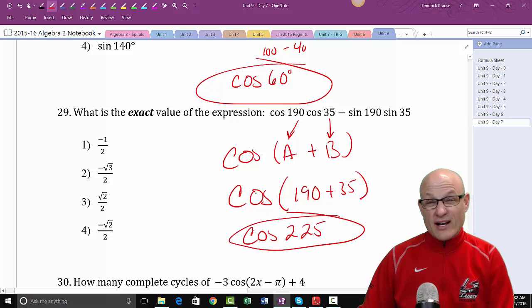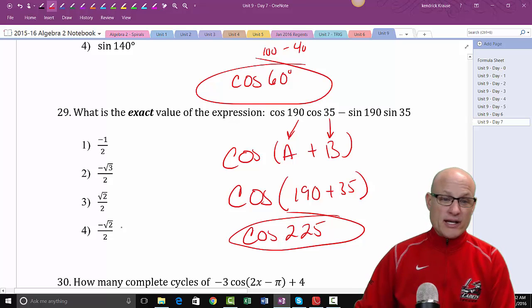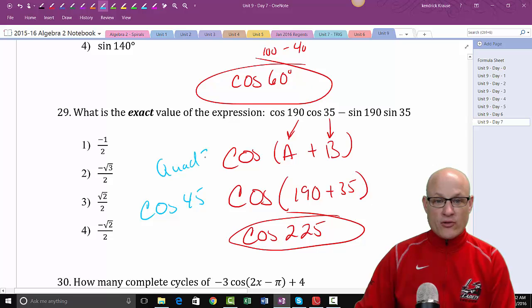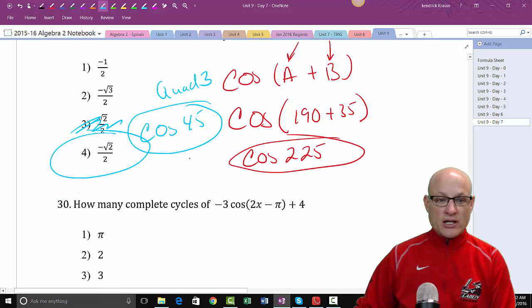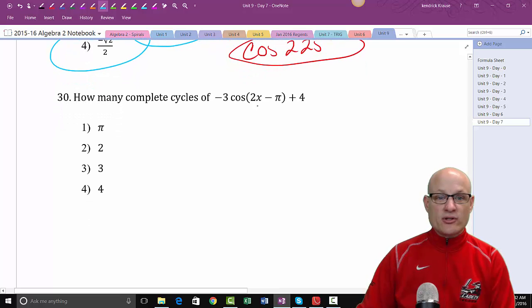All right, 225 is one of my nice angles. That's got a reference angle of 45. So what am I really asking you for? I'm really asking you for the cosine of 45 degrees in quadrant 3. Well, that's going to be negative. And the cosine of 45 degrees is the square root of 2 over 2, and negative. Boom. How many complete cycles? So, that's frequency. The answer is 2.